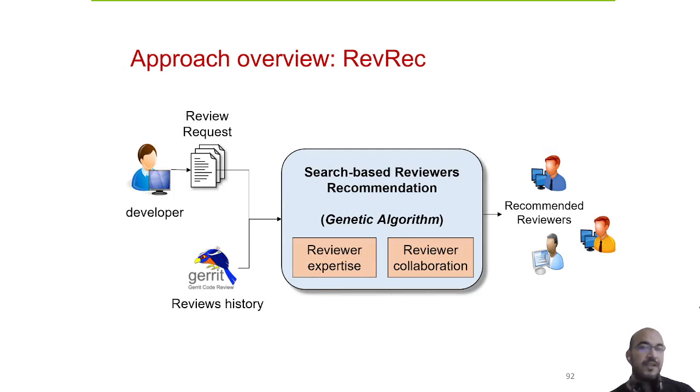What we are proposing here is what we call the review recommender. We take a developer who is requesting a review for a given piece of change, and then we look at the review history and feed all this information as input to our solution. This solution looks fundamentally at two different dimensions. The first dimension is the reviewer expertise, and the second is the reviewer collaboration, and it combines these two to recommend the appropriate reviewers for that piece of code. Let's now look at how this works from the inside.